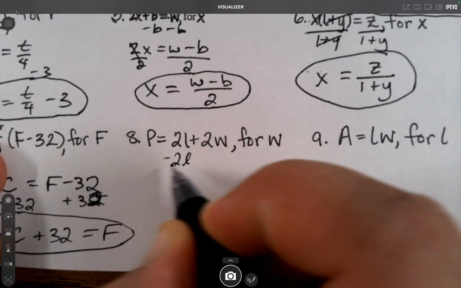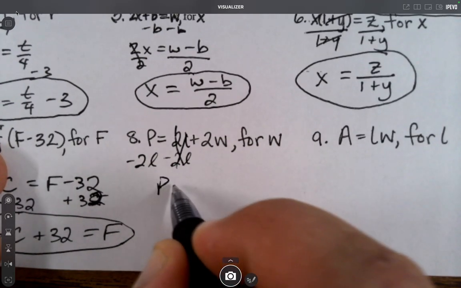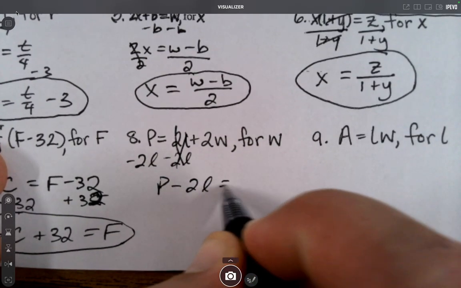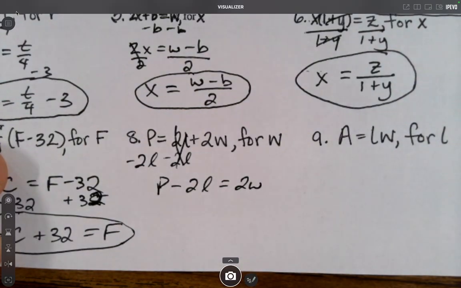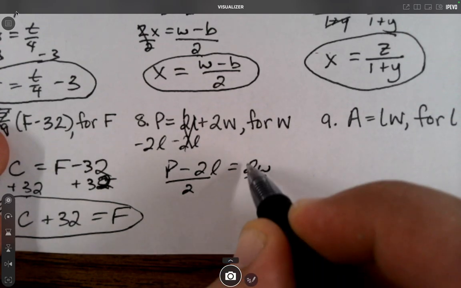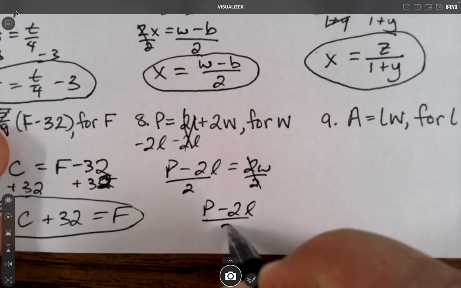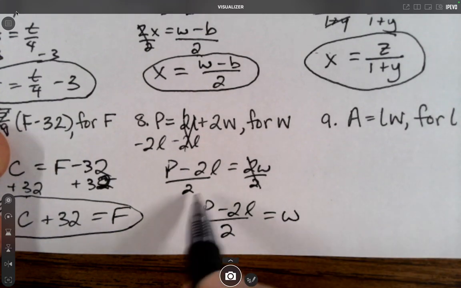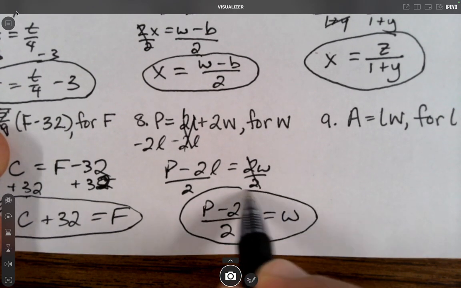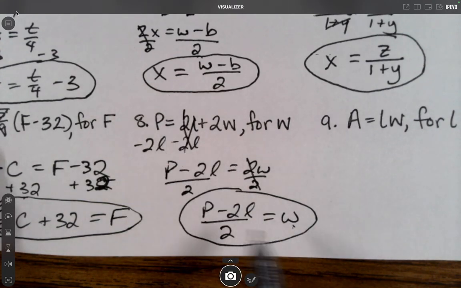We'll subtract 2L from both sides. Then we'll divide both sides by 2. And just one quick side note, it doesn't matter whether your variable is on the right by itself or on the left by itself. It can be correct either way.